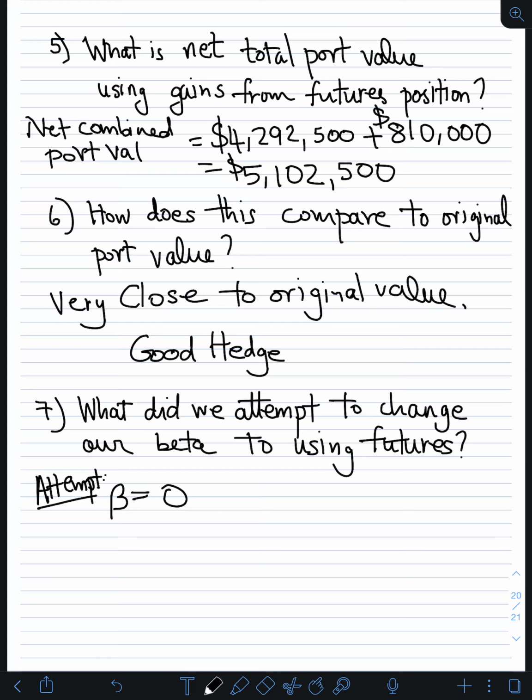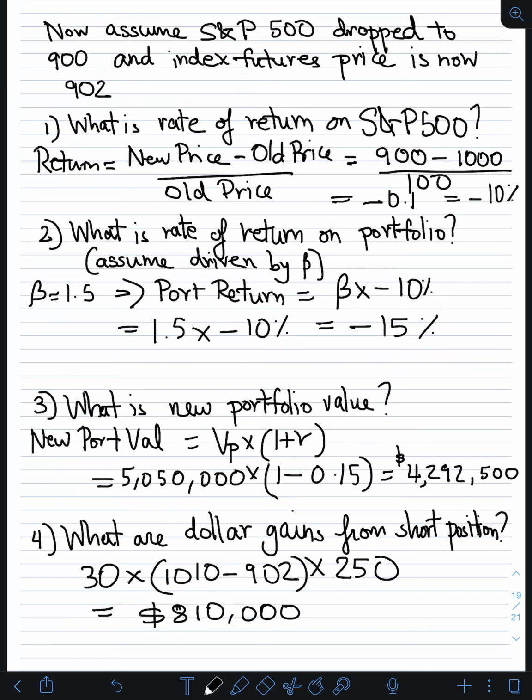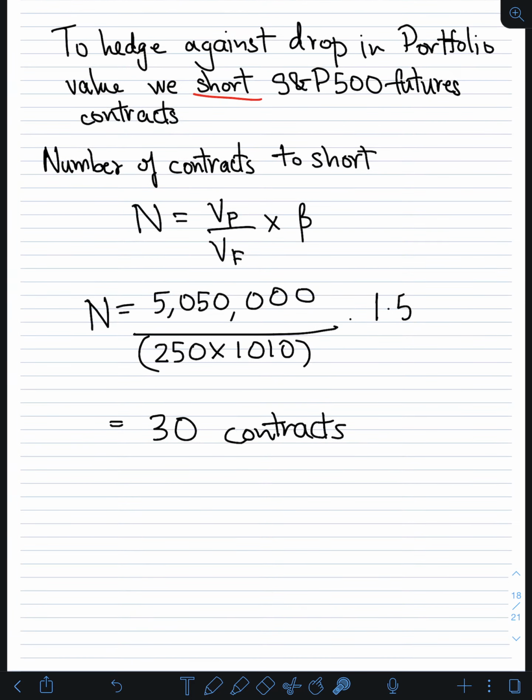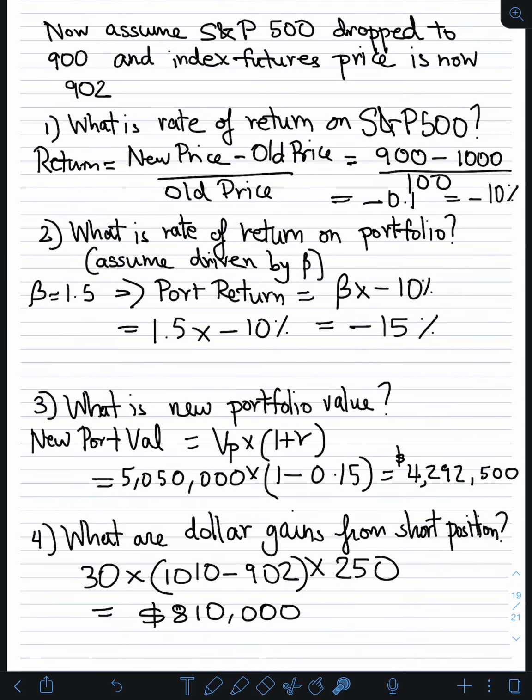Hopefully this example has made it a little clearer how the process of hedging using index futures works. We short some contracts if we're worried about the market dropping. To find the number of contracts, we use this formula, which compares the value of the portfolio to the value of the futures contracts, multiplied by beta. We find the number of contracts we need to short. We use how much the portfolio value has changed, which we find using the return of how much the market has dropped, to find our new portfolio value. That tells us basically how much we lost.